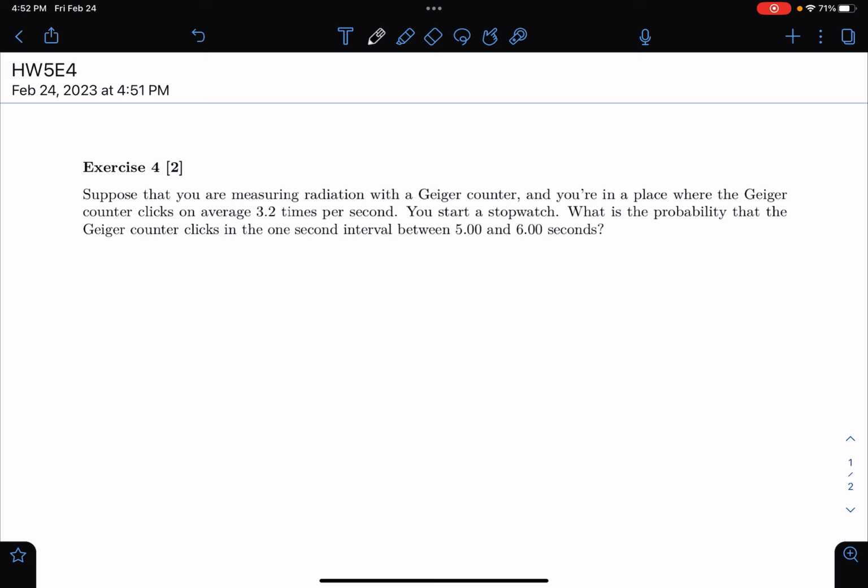6 seconds? One of the key observations here is there's nothing special about 5 and 6 seconds. It's just a 1 second window. I could have changed this to any 1 second window. And the first way that I want to solve this problem is with a Poisson distribution.